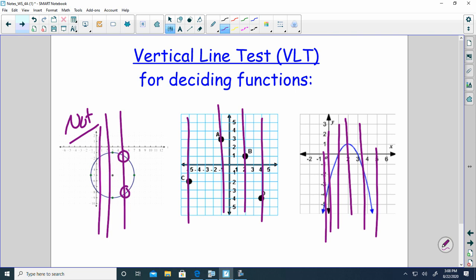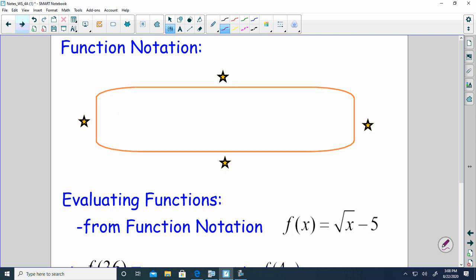Okay, and that parabola continues to open outwards as it goes down. So, yes, function, yes, function. Okay, pass the vertical line test. That's a simple test. I like that.